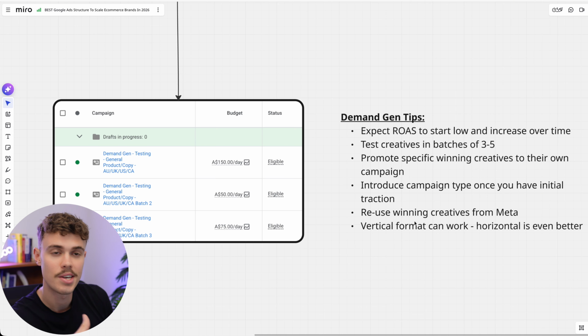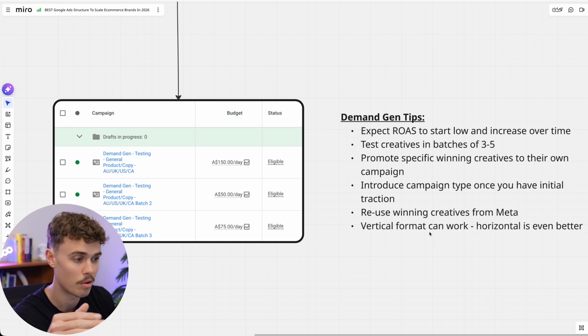Reuse winning creatives from Meta. Like I said, you can literally bring over creatives from Meta that are already winning, dump them in YouTube, zero additional creative required, and you can get success with those.